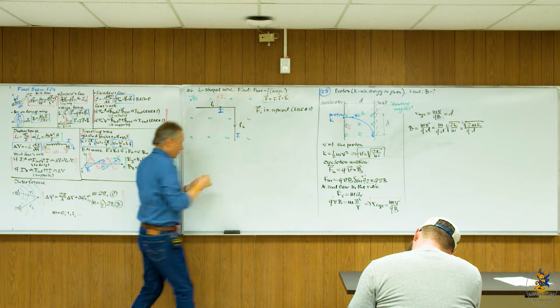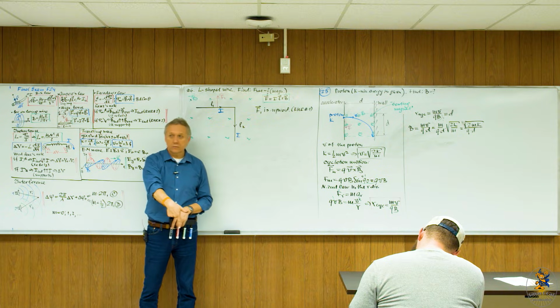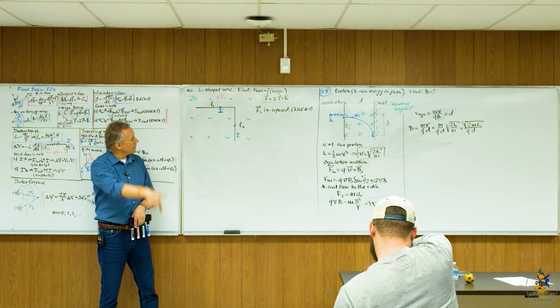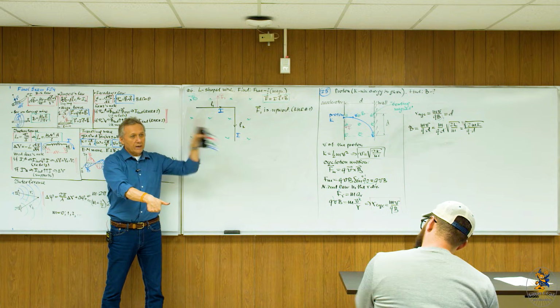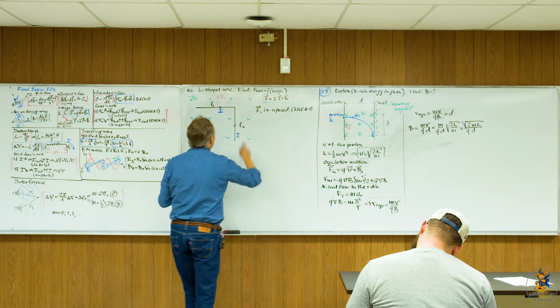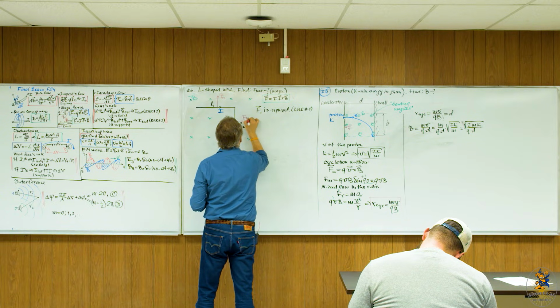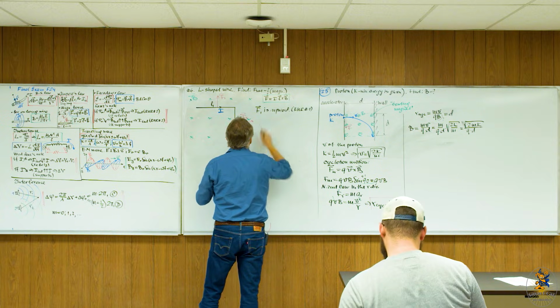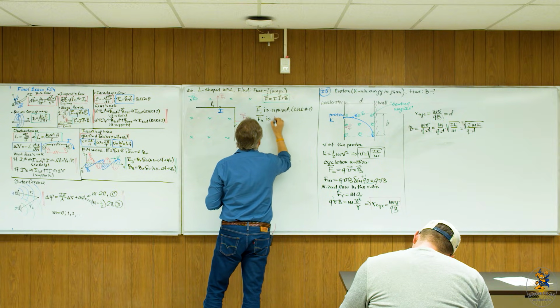And F2, the same thing. So L is down. B is in, so L cross B will be to my left, your right. So this will be F2. F2 is to the right.